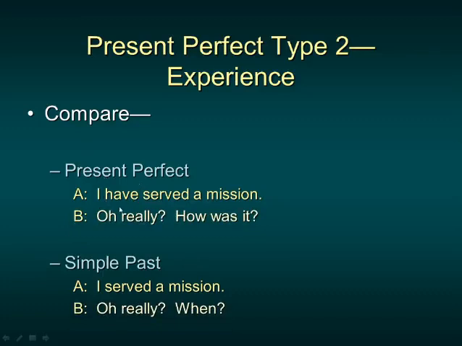In present perfect, the meaning is the same. At first thought we will think that this is right, all the meanings are the same. But there are some differences between these two. What are they? I have served a mission. I have completed a mission. I have done a mission. Oh really? How was it? How was that mission? The same question is given here. Oh really? When? Here, in simple past, I served a mission is always denoting a time. When? Here it is the shape of how it happened. How it happened. Okay?